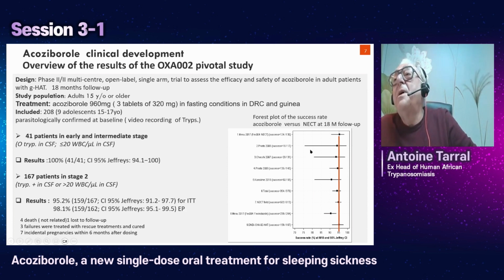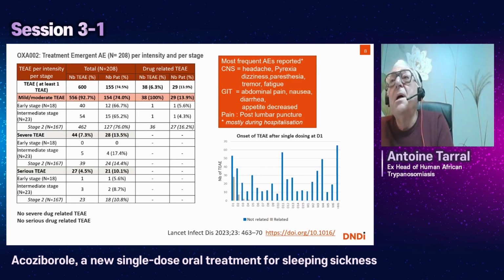Here, just a forest plot to show you the comparison between the reference treatment NECT and acoziborole, and the red line gives you the results of the studies in these patients, compared to the previous studies that have been conducted in these patients. And you can see 95% is a very, very high result for a single administration.